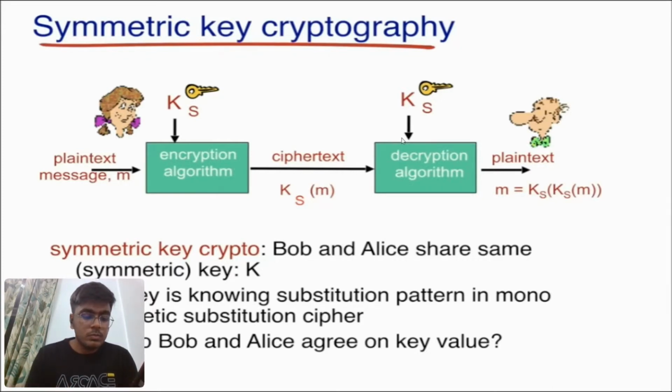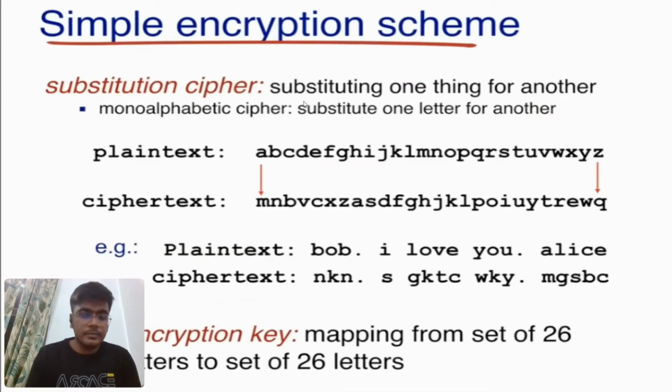Now, the example for this cryptography is monoalphabetic substitution cipher. So let's take a look at this example. In substitution cipher, we substitute one thing for another, and in monoalphabetic substitution cipher, we substitute one letter for another. And the encryption key will be the mapping of 26 letters to another set of 26 letters, and this will be shared between both sender and the receiver.